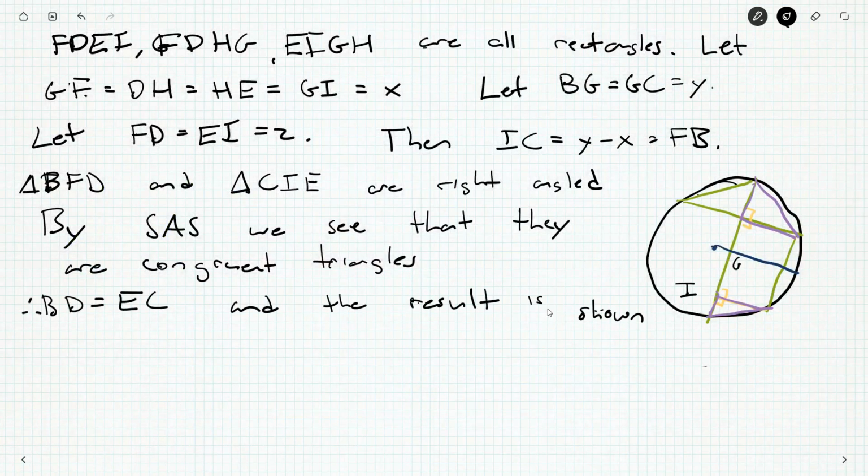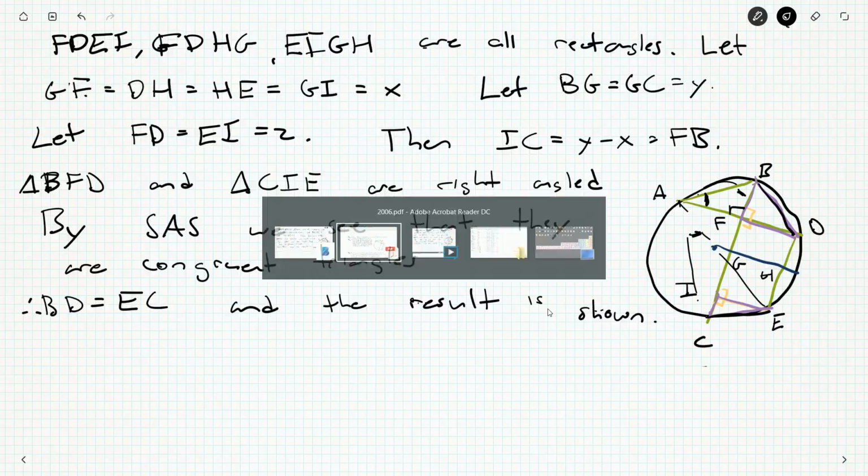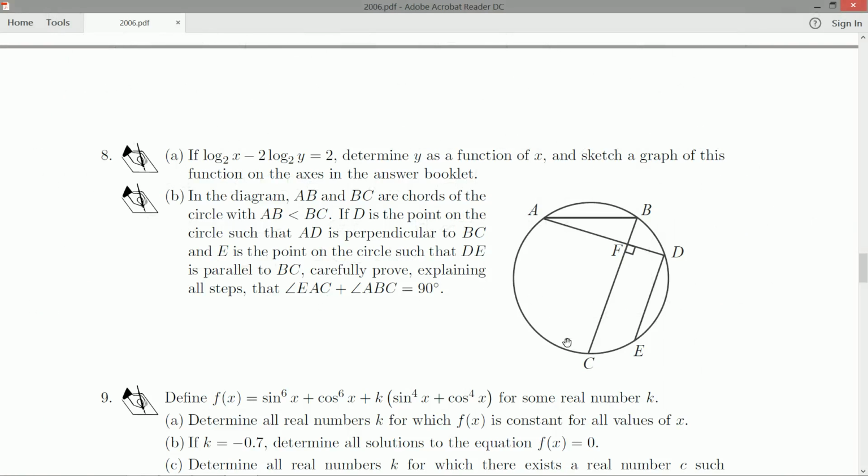There's I, G, H, E, F, B, D, A, C. So those two lines were equal, so the angles they subtend are equal, and we know that this one and this one have to add up to 90. So that finishes it all off. Okay. That was a lot of chasing, and I'm sure that was not the only way to do the question. A lot of diagram chasing.